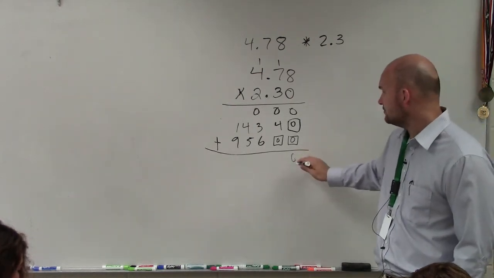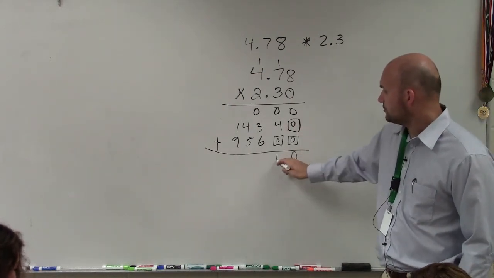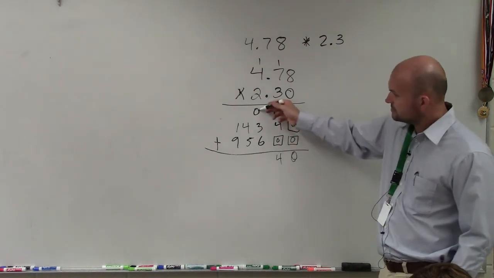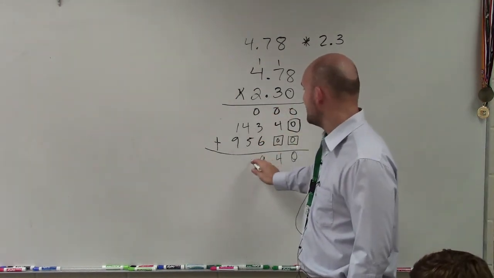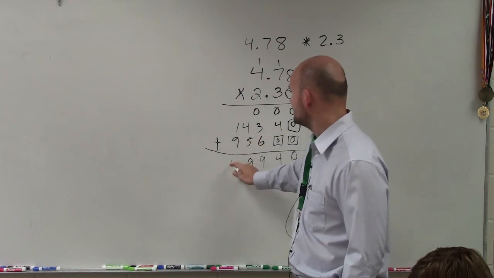Zeros is obviously 0. 0 plus 4 plus 0 is 4. 0 plus 3 plus 6 is 9. 4 plus 5 is 9. And 1 plus 9 is 10.